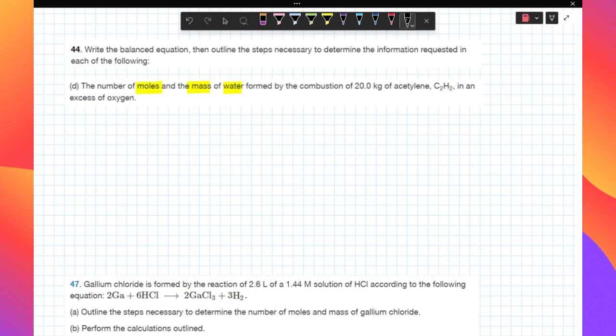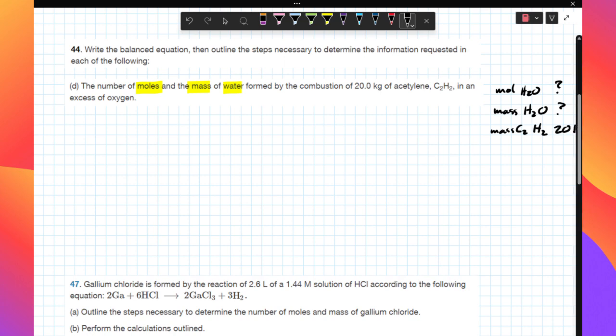of water specifically. When you're not sure how to approach these problems, I found it really helpful to, off in the margins here, write down everything that we're given and everything that we're trying to get to. So we're trying to find moles of H2O, and we're trying to find mass of H2O formed by the combustion of a mass of acetylene. The mass of C2H2 that we're given is 20 kilograms.